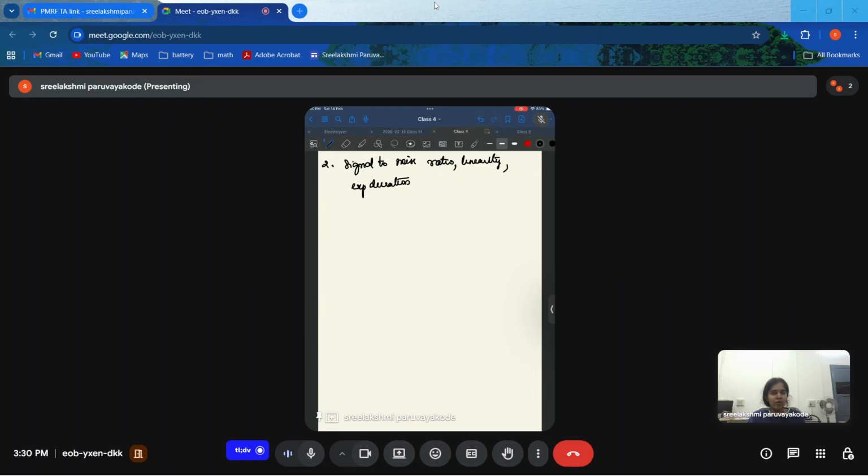For low frequency and long experimental duration, the noise level will be very high in the low frequency region. How do we overcome that? We can apply a multi-sine wave in order to reduce the effect of noise. So this is the next problem associated with data acquisition: signal to noise ratio, linearity, and experimental duration.